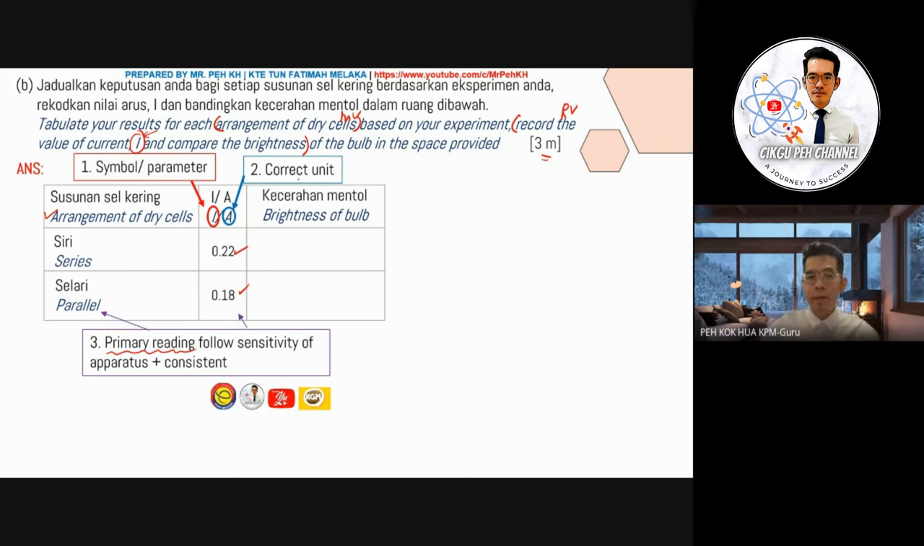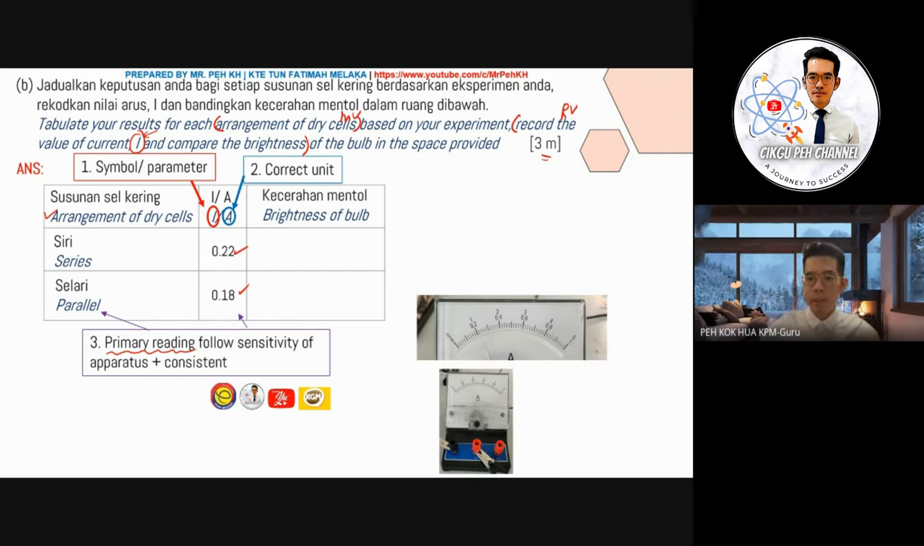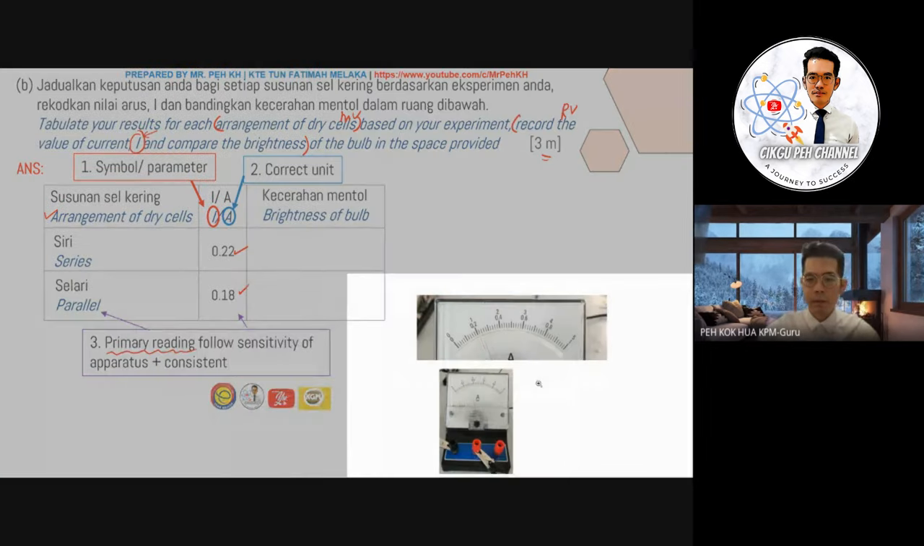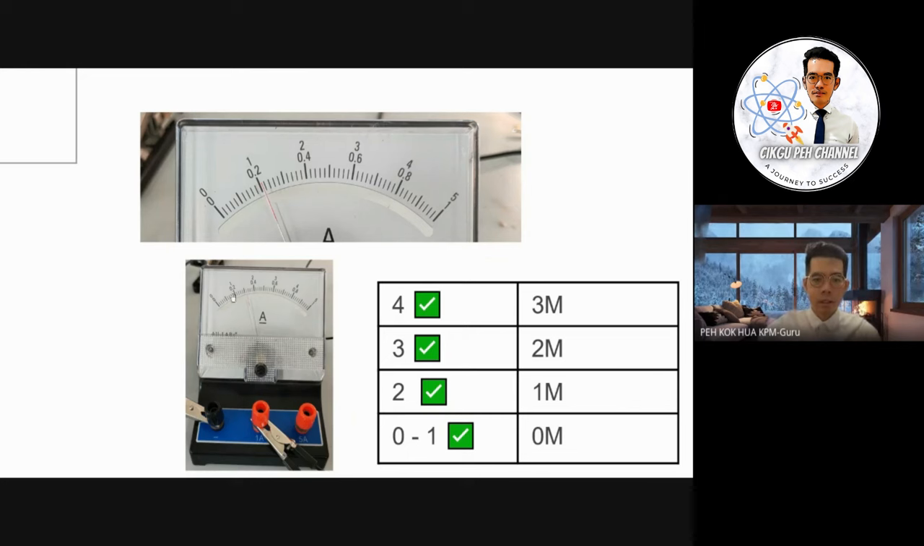Now let me show you how we get the sensitivity of the apparatus. This is an ammeter I'm using to measure the current in the circuit here. You may see that we have two scales in the ammeter. When you are using the positive terminal, the red button with 1 ampere, that means you read the bottom scale. When the connecting wire is connected to 5 ampere, you read the upper scale, where the maximum value here will be 1. From here you can see that the 10 small segments here will be 0.2.